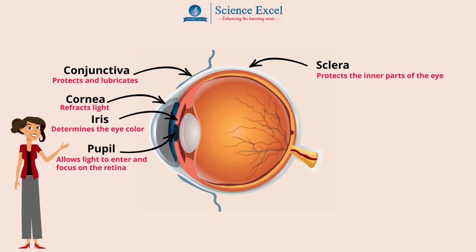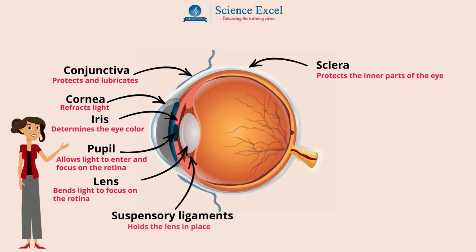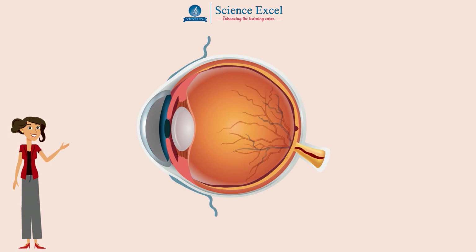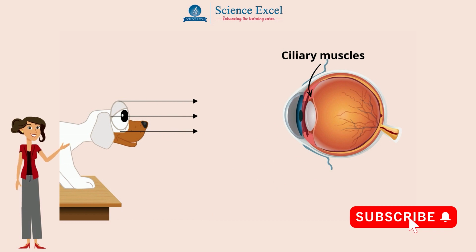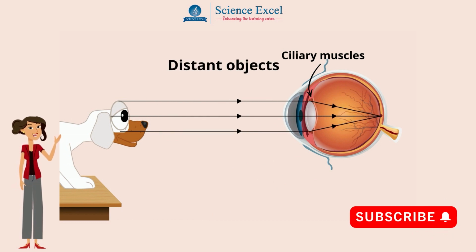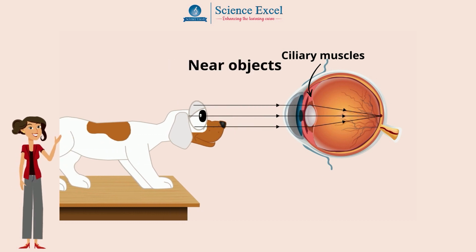Now behind the pupil lies the lens, which is a clear biconvex crystalline structure. It is held in place by the suspensory ligaments. It is flexible so it can change shape and bend the light to focus properly on the retina to create a sharp image. To do this, the lens uses the help of ciliary muscles to stretch and thin out when focusing on distant objects, or to shrink and thicken when focusing on near objects.